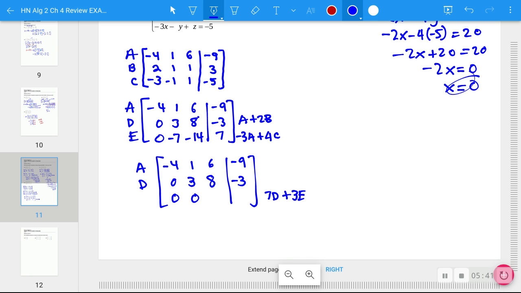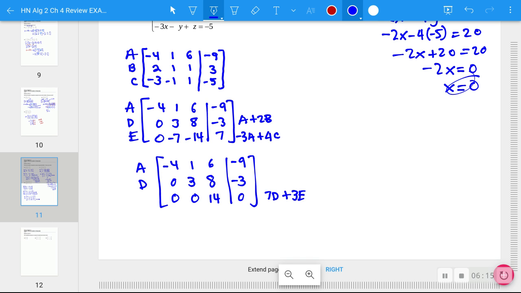Okay, so 7 times 8 is 56. And this right here, when you multiply by 3, is negative 42. 56 minus 42 is 14. And then this is negative 21 when you multiply by 7. And when you multiply this one by 3, you get positive 21. And negative 21 and positive 21 add up to 0.